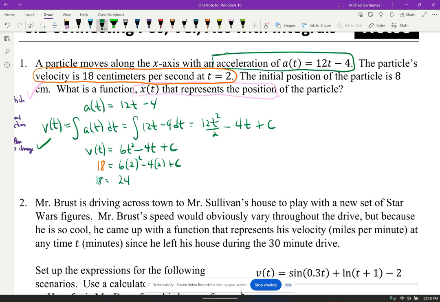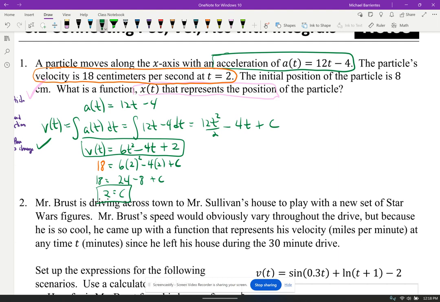This is 24 minus 8 plus c. I think that's 24, so this is 16. And if I subtract that over, that means c equals 2. Great. So I can say with certainty that this is a 2. So my velocity equation is 6t squared minus 4t plus 2.